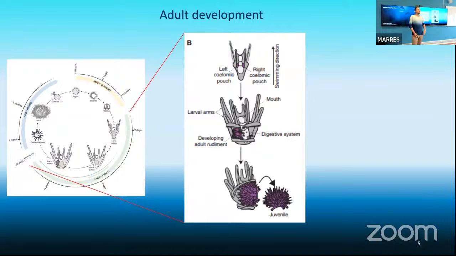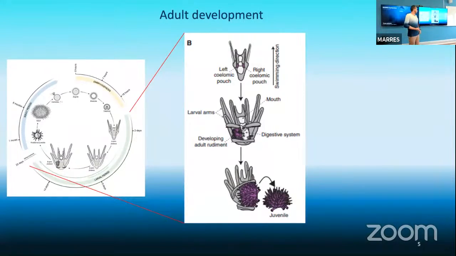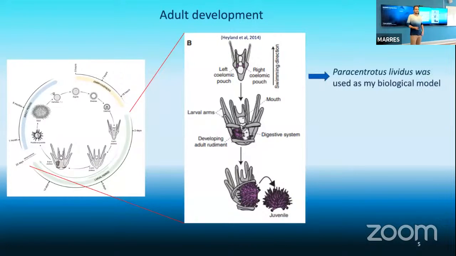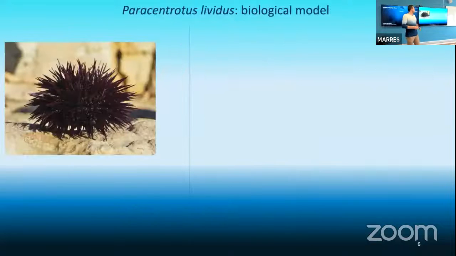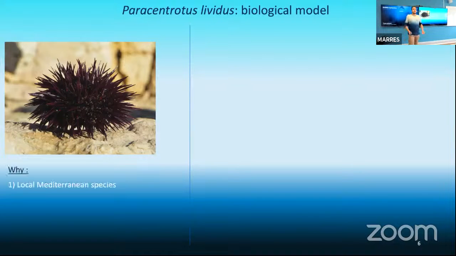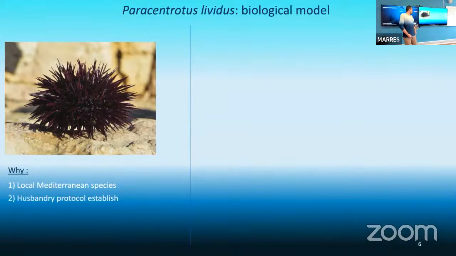So if we want to study the adult nervous system development, we have to take a look at this particular time frame. And also, we have to use a model species. For this case, we took Paracentrotus lividus. So why have we chosen Paracentrotus lividus as our model species? First, it's a local Mediterranean species, so the organisms are really easily available to collect from Villefranche-sur-Mer. Also, the lab has been successfully developing a husbandry protocol, so we are able to generate a lot of organisms for the experiment.